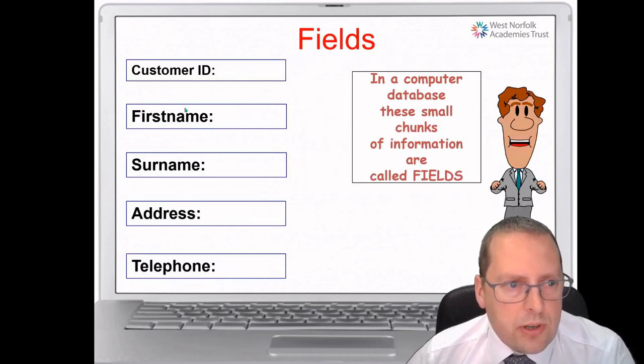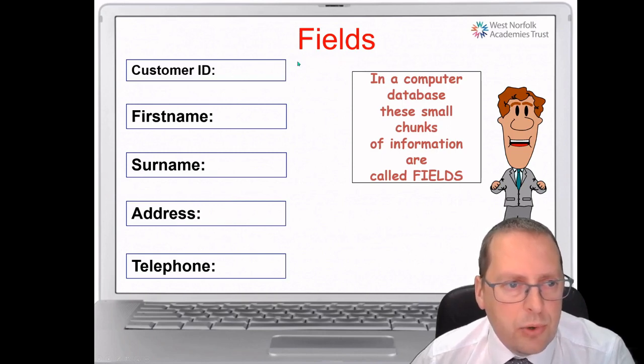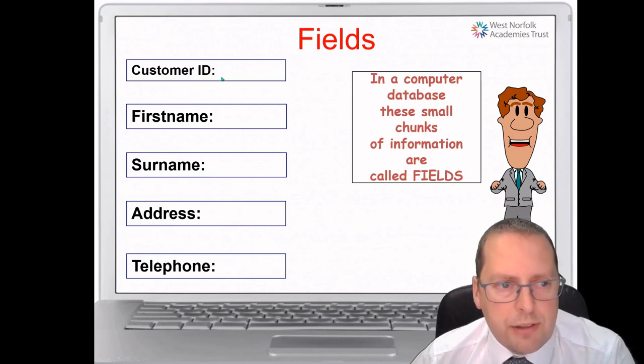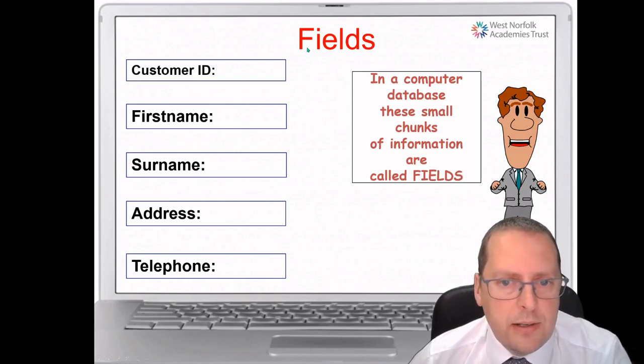And each chunk of information is called a field. So when we're using a database, we call these fields. So customer ID is a field, their first name is a field, the surname is a field, the address is a field, and the telephone number is a field. So it's really important that you remember this term here. For the chunks of information, they're referred to as fields.